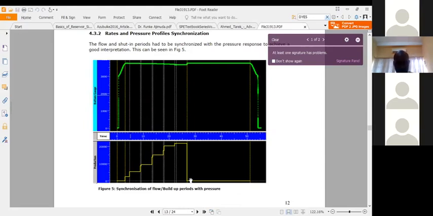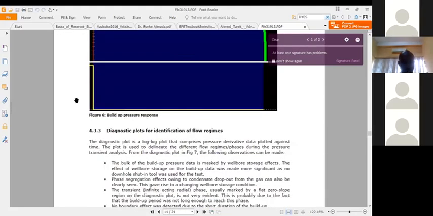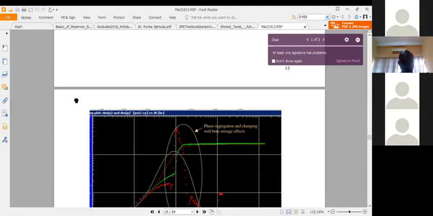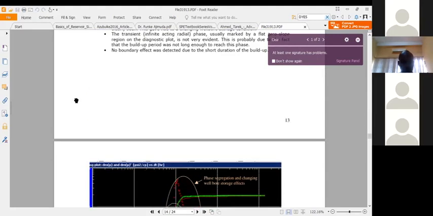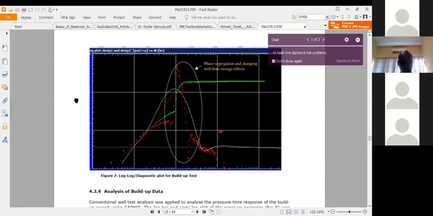So what they were doing, they were producing the well. They said synchronization of flow and build-up periods. Here, where you have these steps, is where you had the flow periods, and here is where you had the build-up period. I hope you guys are following me. At least I hope you can appreciate what I'm trying to do. Now, going forward, you have a number of things which we are yet to discuss. This should be my last lecture.